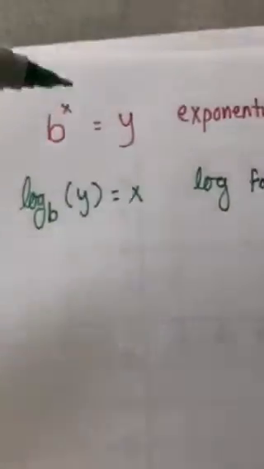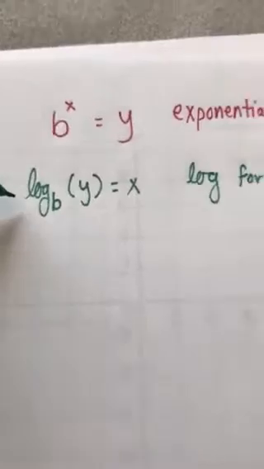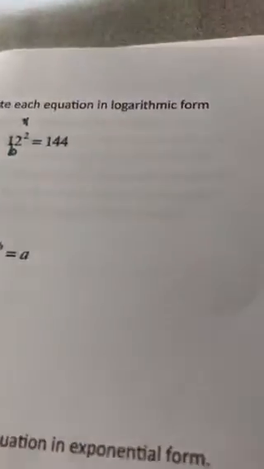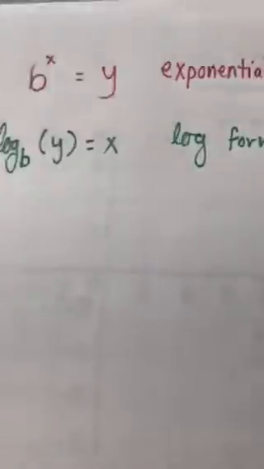So essentially, if you look, we have the same variables. The only thing different is for log form, we have this log here, but it's just in a different order. So look at that. The key thing here is identifying the parts of the problem. So if we look right here, this 12 is our base, that 2 is our exponent, and that 144 is our y, our output. So this is in exponential form, so we want to go to log form.